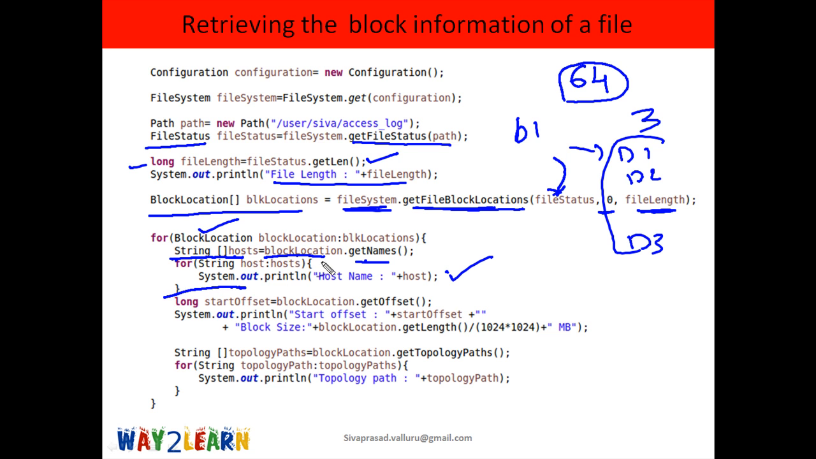And suppose I take block 2, the starting offset will be some byte. Which byte is it? The byte offset. Start offset I'm getting, and I'm printing the block length in MBs as well. And also block location.get topology paths will give me the path of the rack as well as the machine name. Okay, so let me run this and I will show you what will be the output.